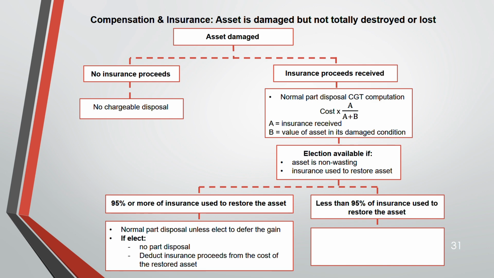If less than 95% of insurance are used to restore the asset, it's a normal part disposal unless you make an election. But this election will not be asked from your exam. It's only when it's 95% or more of insurance that you can elect. But if it's less than 95% of insurance that are used to restore the asset, election part will not be asked from you. So it's a normal part disposal. Now let us do questions when an asset is damaged before we summarize this lecture.